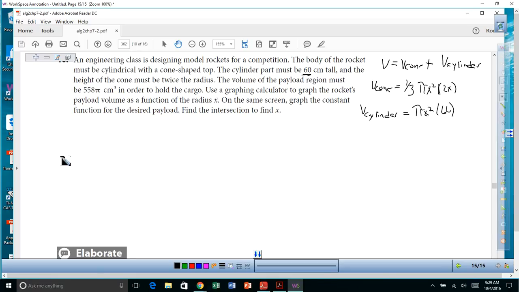So the volume of x will equal 1/3 pi, and then x squared times 2x. That's, well, we'll just do it. x squared times 2x plus pi x squared times 60.